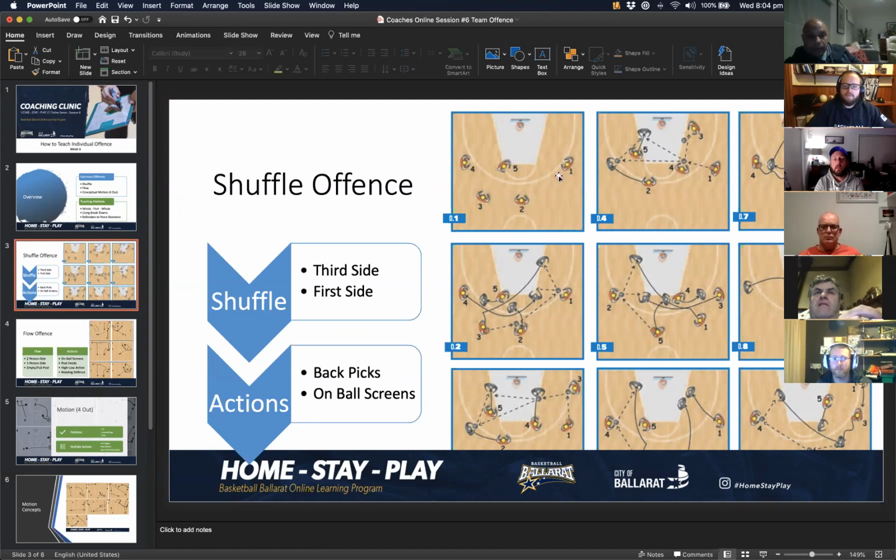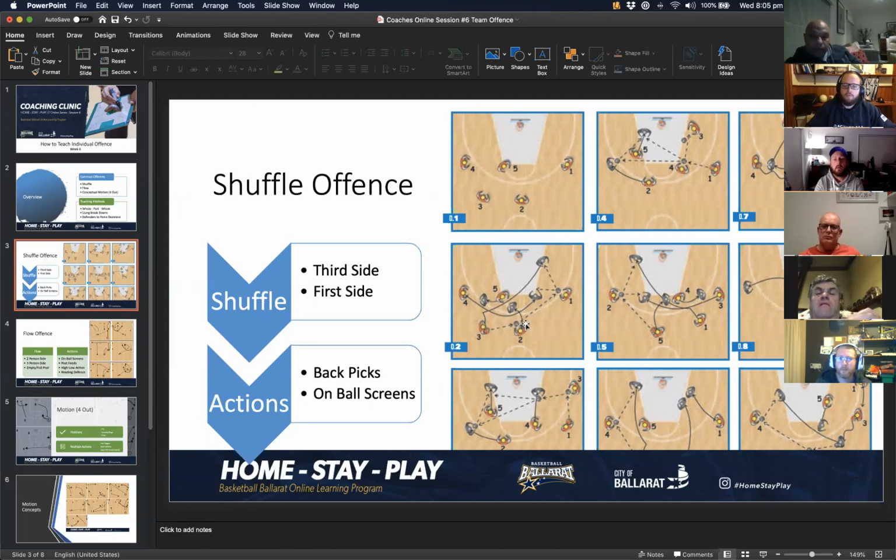Their numbering system, 1, 2, 3, 4, 5, is not a traditional numbering system. I believe anyway that for them the number 4 is your shooter. These guys are all pretty much guards, but your 5-man is still your postman. So that's how this is meant to work. This is the basic setup, and the 3 has the ball in this situation.